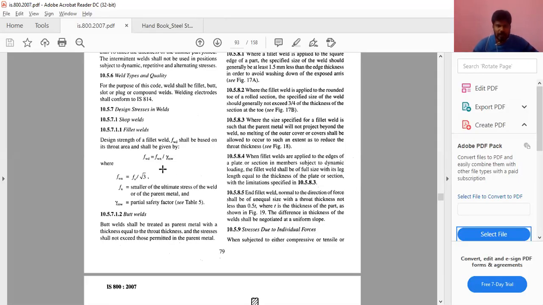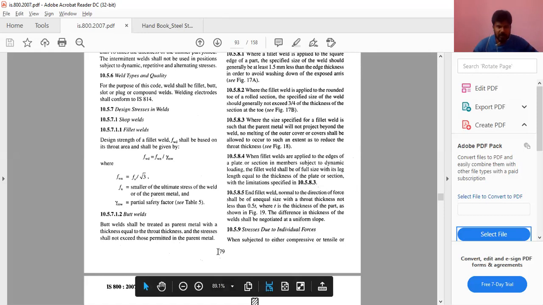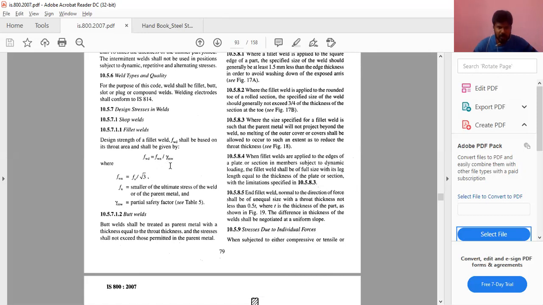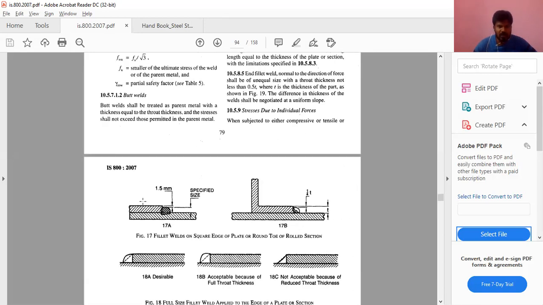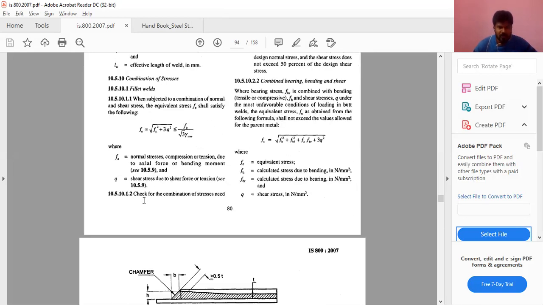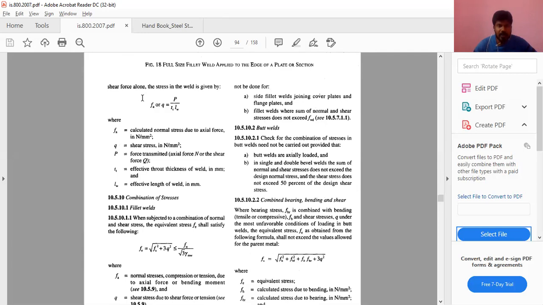So in IS 800 page number 79, the formula is available. FWD is equal to FWN divided by gamma MW, whereas FWN is equal to FU by √3 divided by gamma MW. So this is only the stress value. Next, what I need now is the length, that we have to calculate.